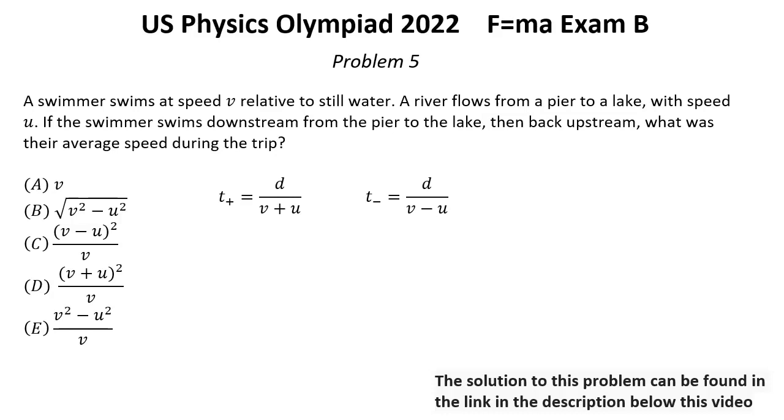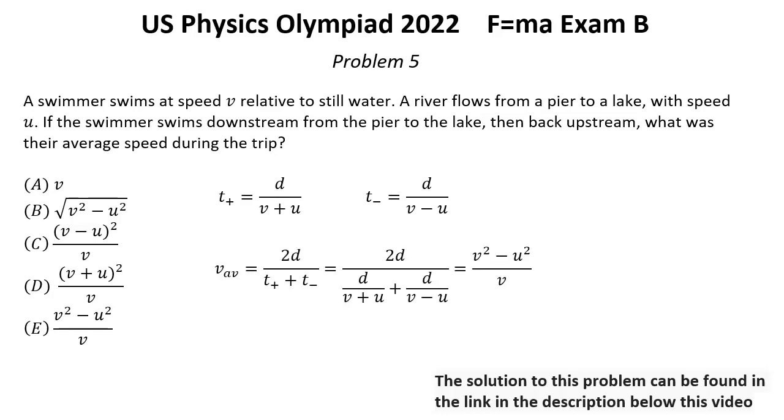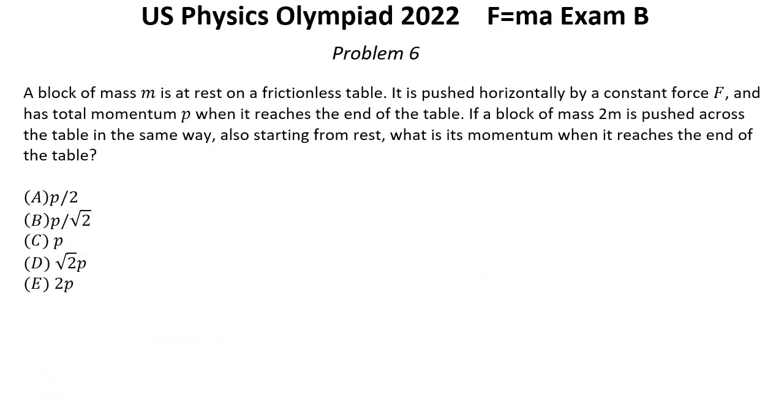It means that average speed will be total distance over total time, which is 2d over t plus plus t minus. After calculations, d is cancelled, and finally we have v squared minus u squared over v, which is answer E, and that was the solution for problem number 5.